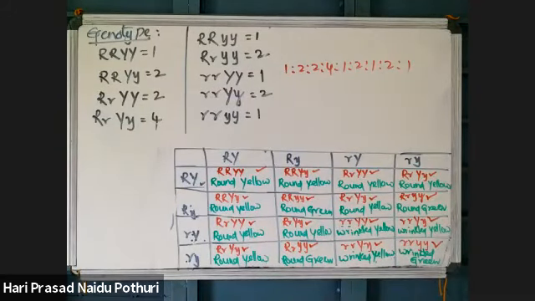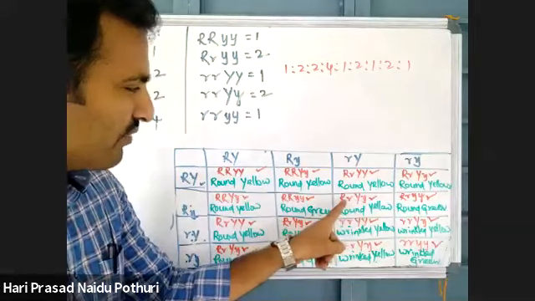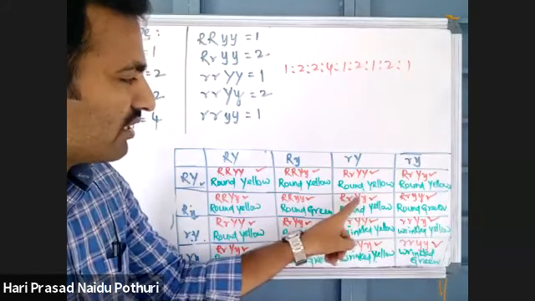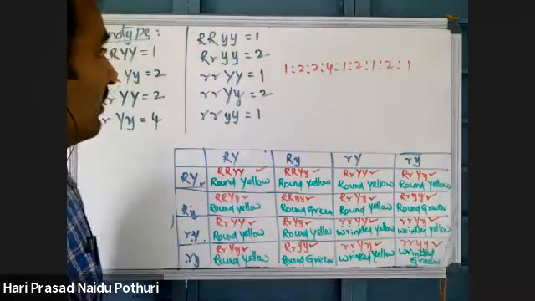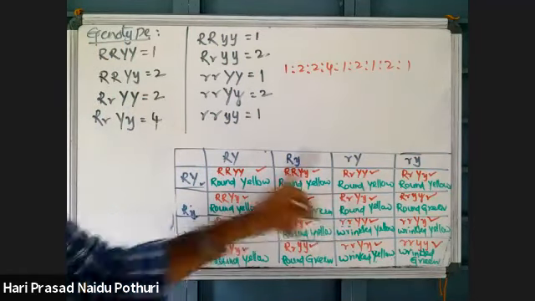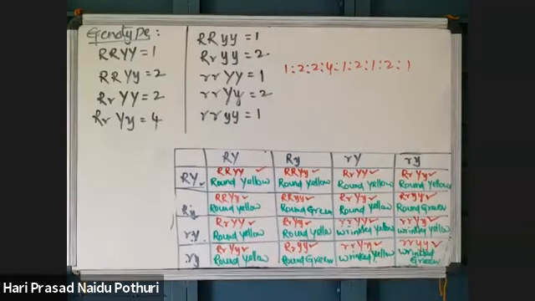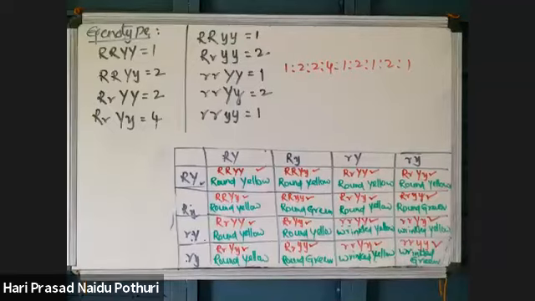Calculating this genotype ratio is very important. That's why I told you, if you make a simple mistake, suppose you write capital R, small r, capital Y, then this number will come as 3 and this number will come as 3. The total ratio will be changed. That's why I told you, writing the alleles is very important. Write carefully.